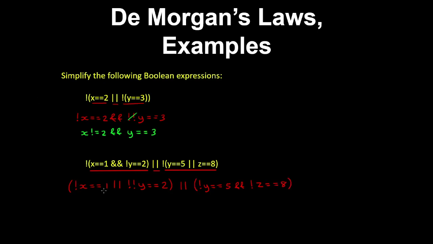So not x is equal to 1 is the same thing as x is not equal to 1, and not cancels the other not, so we have y is equal to 2. And then we have or, not y is equal to 5, which is y is not equal to 5, and not z is equal to 8 is z is not equal to 8. And now this simplified Boolean expression is a lot easier to evaluate.